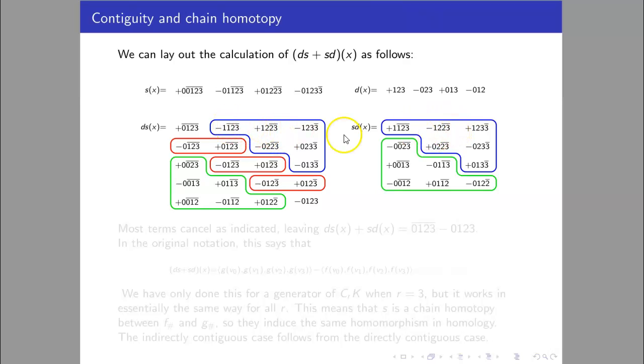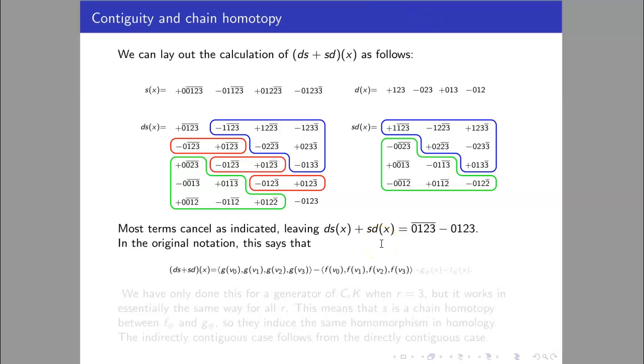So you find that everything here is the same as everything here, except the signs are opposite. So everything in this group is going to cancel against that. Everything in this group is going to cancel against that, and everything in these red lozenges here just cancel internally, and so all that's left is this one here and this one here. So you get DS plus SD of this x is 0, 1, 2, 3 all barred minus 0, 1, 2, 3. Remember, this is all happening on the right hand side. This is all in the chain complex for L, and so the 0, 1, 2, 3 mean f of v0, fv1, fv2, fv3. The barred ones are gv0, gv1, gv2, gv3.